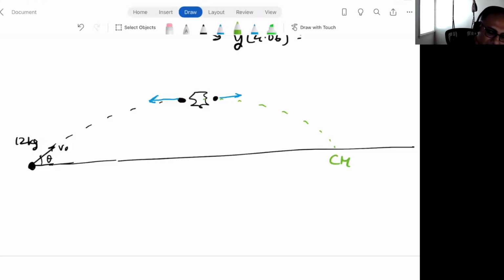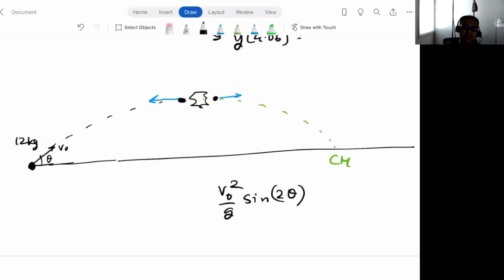And you know how to find the range of a projectile. We did that a long time back in chapter 3. If you look back to your notes for chapter 3, you know that if an object lands at the same height that it was launched from, then the horizontal distance that it covers is given by a formula like this, v0 squared divided by g times sine of 2 theta. We had derived this back in chapter 3. And so that would be the answer. So the x center of mass would be that.